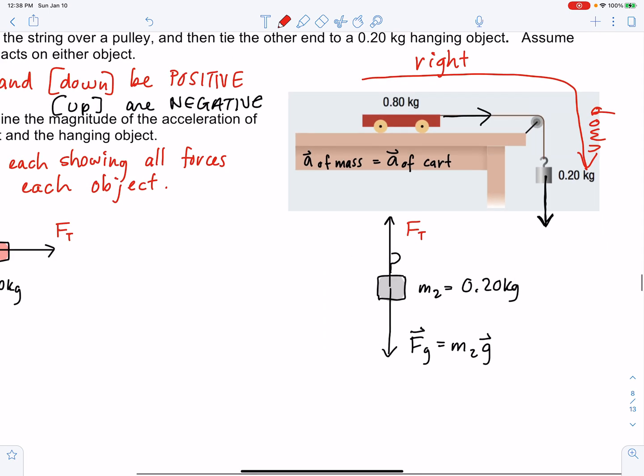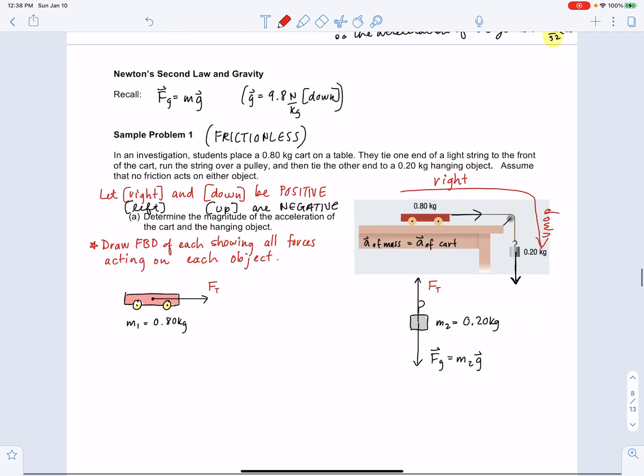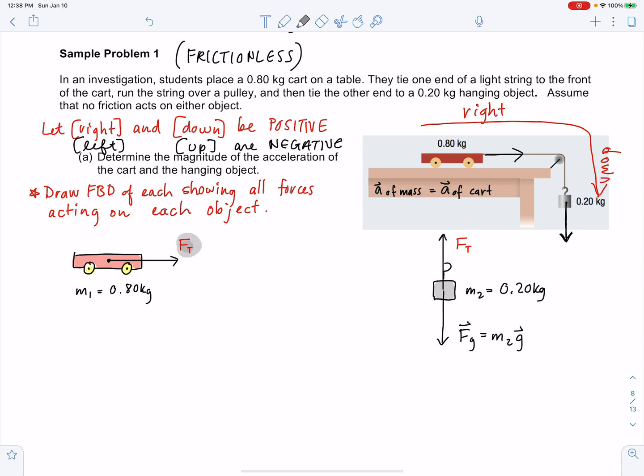Now, if you notice, I drew this force of tension in red and this force of tension in red. And I did that for a reason. Because both of these objects are attached by the same rope. The force of tension on that rope is uniform. So the force of tension pulling the cart to the right is equal to the force of tension pulling the mass in the upward direction. Okay? And that's a bit of a trick that's going to allow us to solve this.